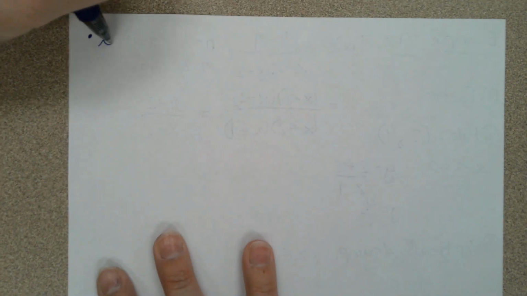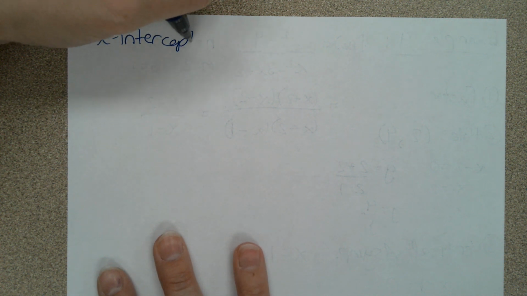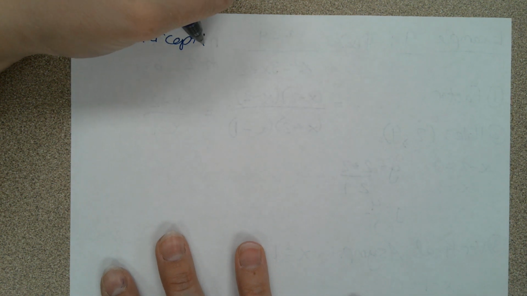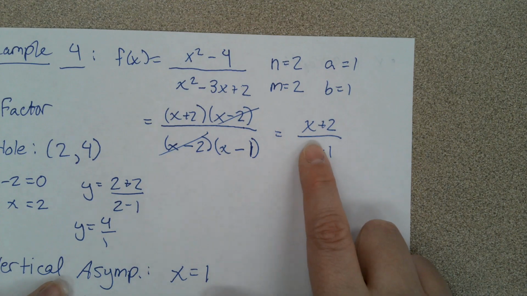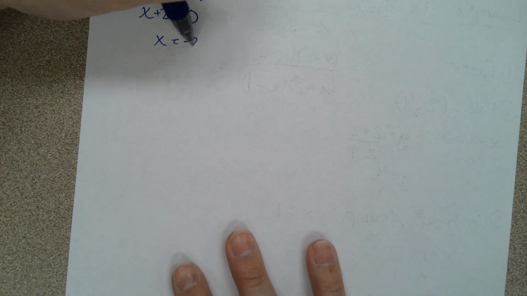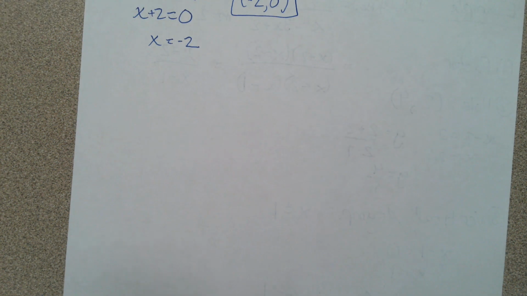X-intercept. This is where we set the numerator equal to 0. So x plus 2 equals 0. So x equals negative 2. So (-2, 0) is our x-intercept.